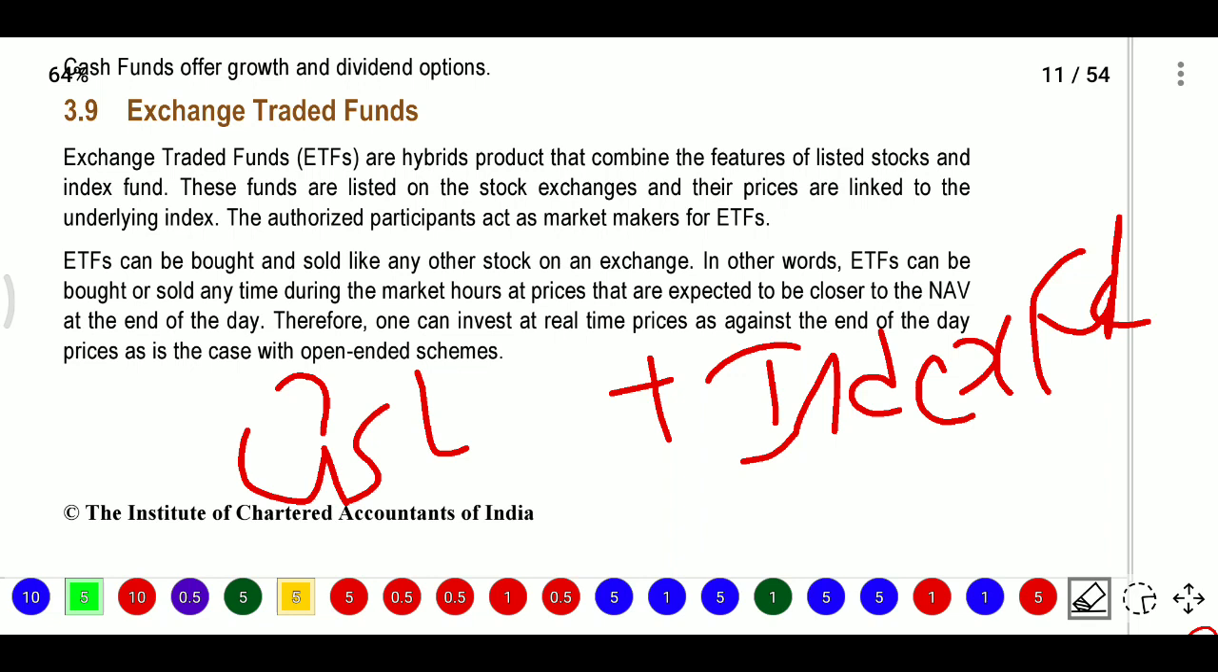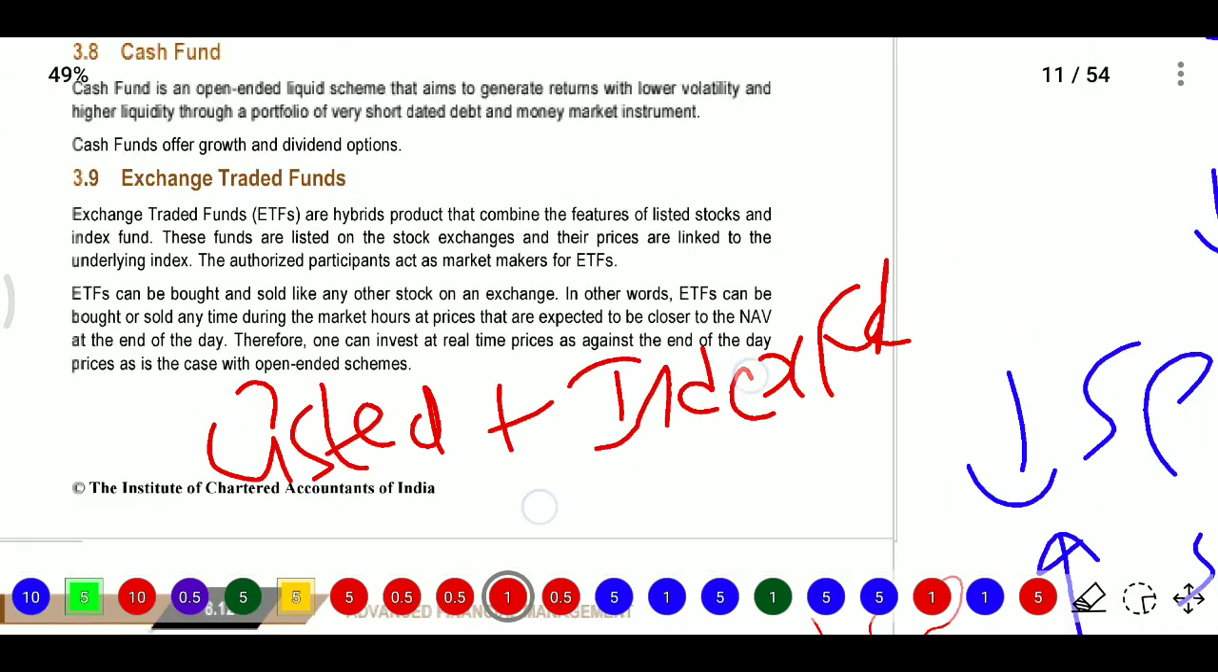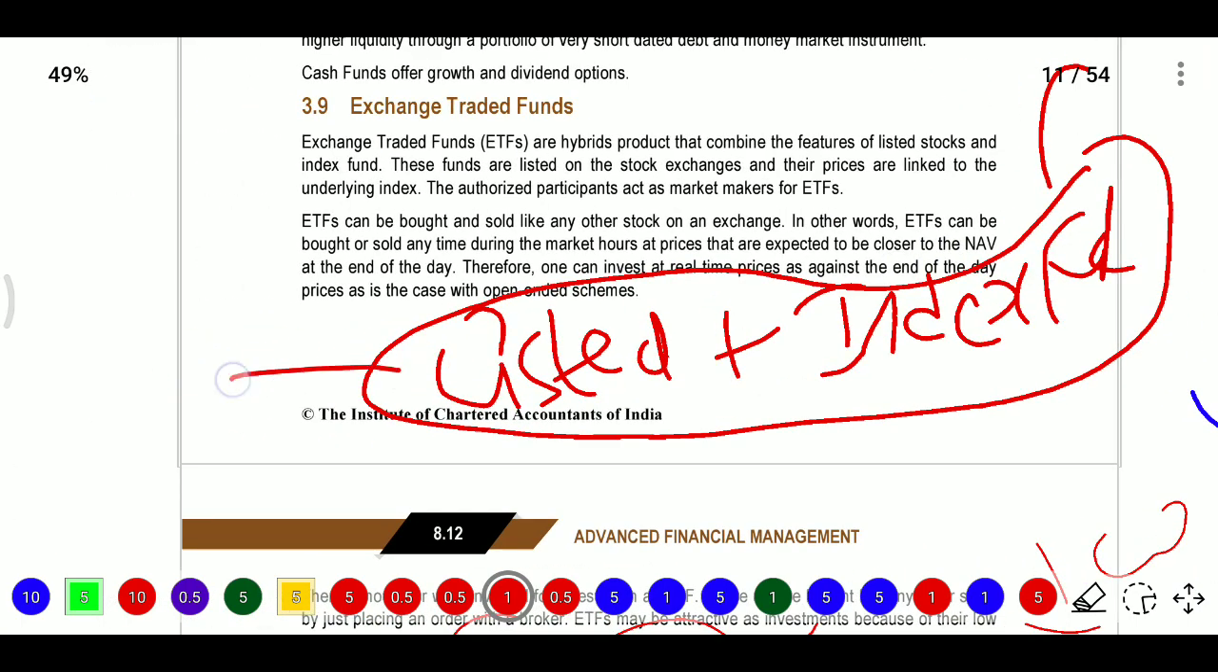So here we have listed plus index option. The stocks are already there, and they are purchasing them. Index means it is already there, they do not have the option to register now. Whereas these ETF funds can go on the stock exchange, and their prices are linked to the underlying index. The authorized participants act as market makers for ETFs.